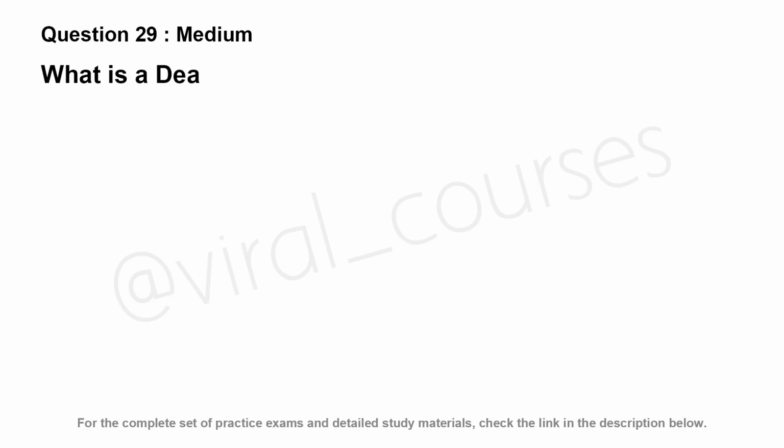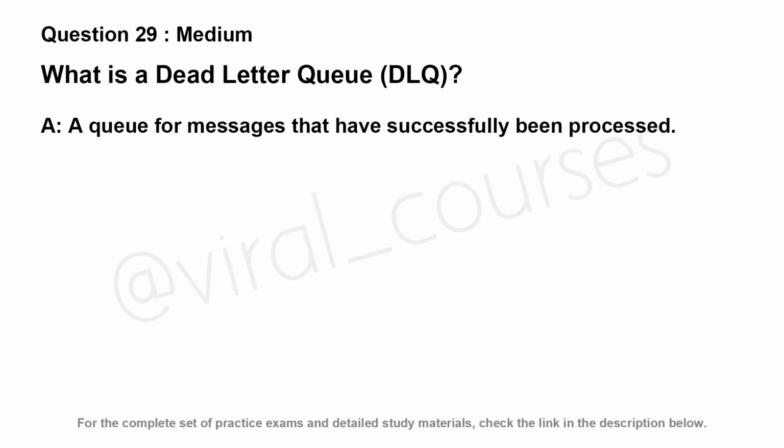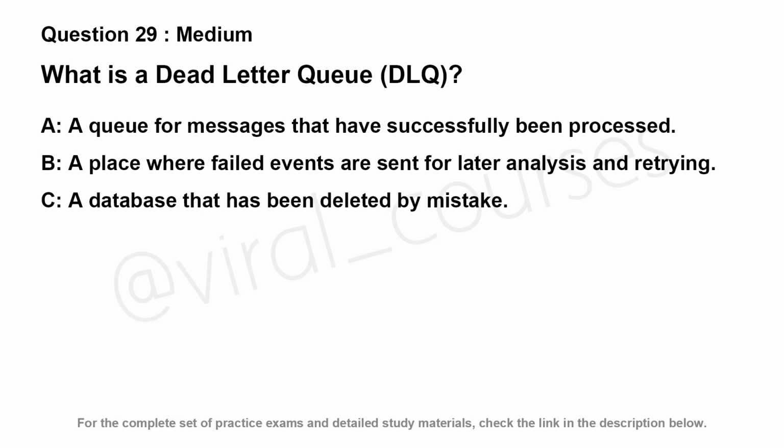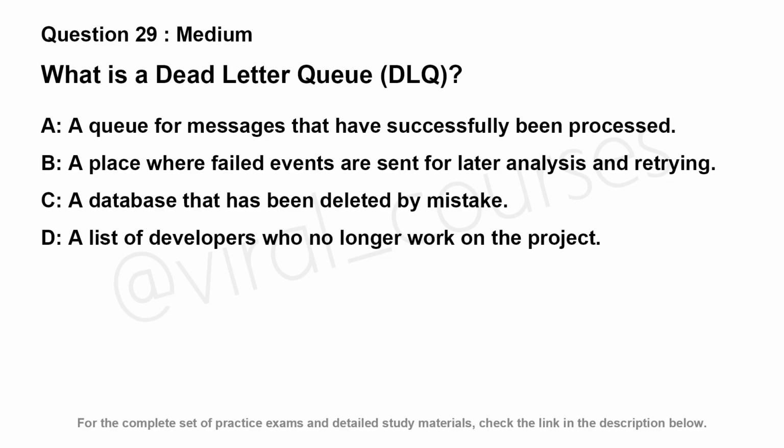What is a dead letter queue, DLQ? Option A. A queue for messages that have successfully been processed. Option B. A place where failed events are sent for later analysis and retrying. Option C. A database that has been deleted by mistake. Option D. A list of developers who no longer work on the project.